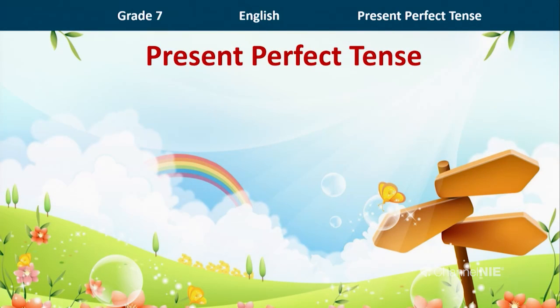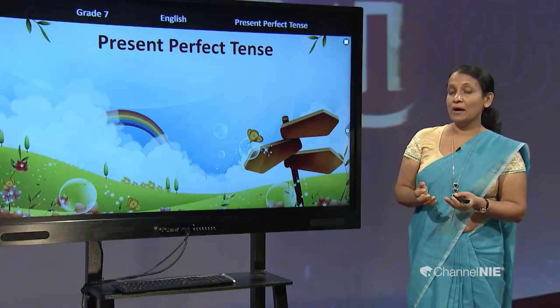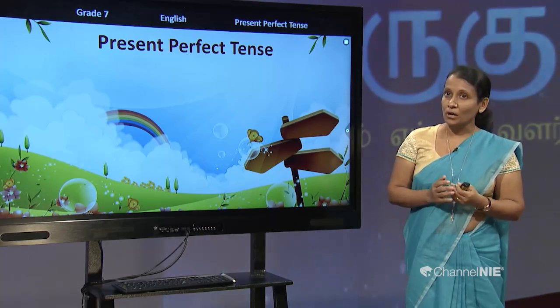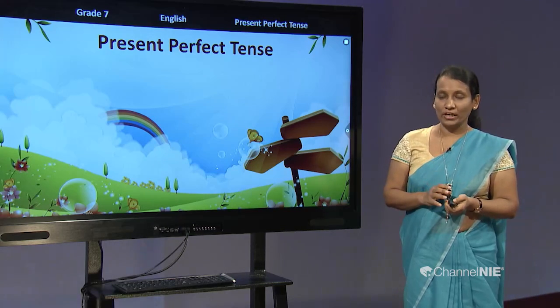Now today, children, this is going to be our topic. This is what we are going to discuss with our children. Actually, we have done one part of the lesson, right? Our topic is present perfect tense.